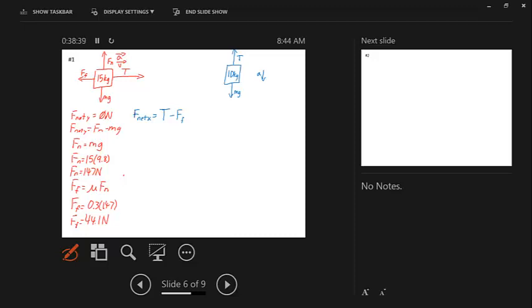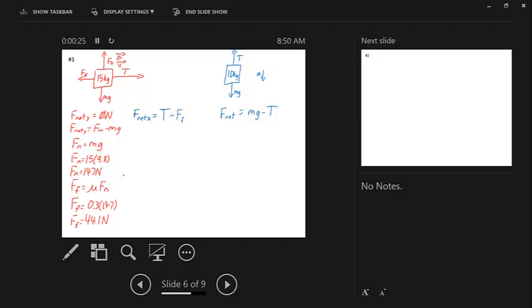Okay. And so here, what should I get? F net is going to be equal to what? mg minus tension. No, it does not work. So we need to resolve F net in X here.